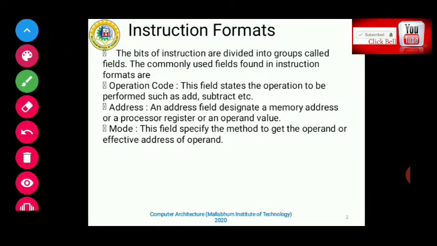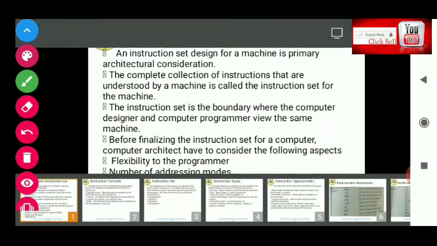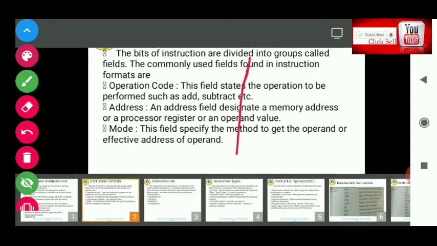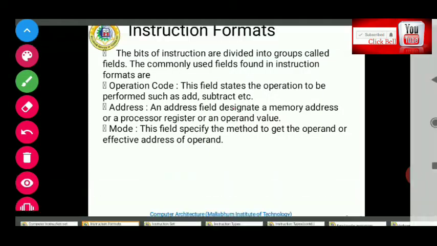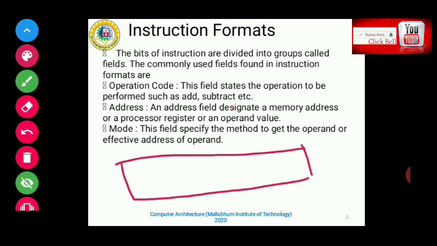So next is the instruction format. In this case, the bits of an instruction are divided into groups of fields. These fields are known as the instruction format. Now an instruction is generally composed of 3 fields. First one is your opcode, second one is your address, and third one is your mode. These are the 3 fields of any general instruction: opcode, mode, and address.